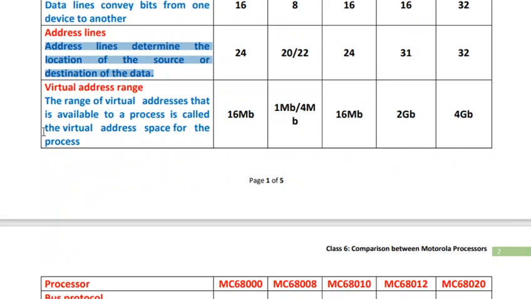Now virtual address space. Virtual address space basically refers to the address that is available to a process. So virtual address space basically refers to the virtual space that is available to a particular process.